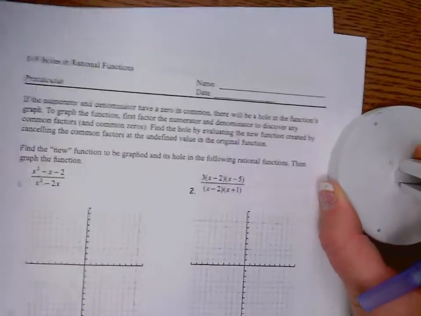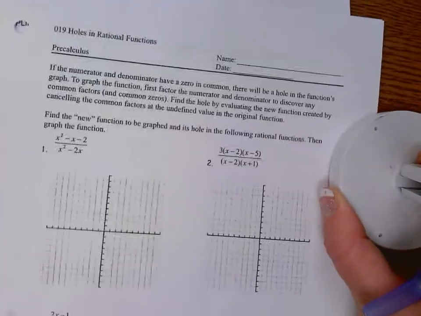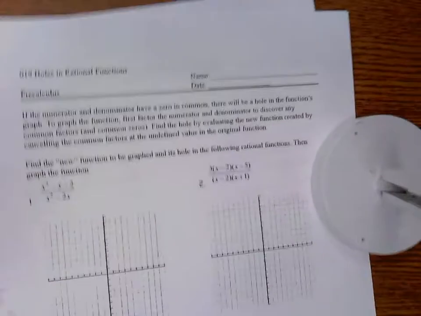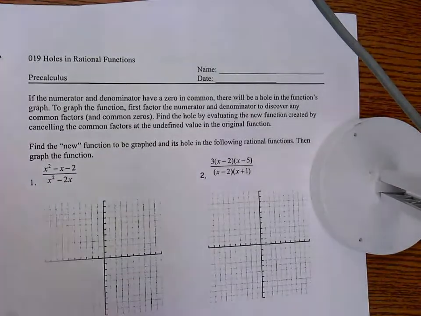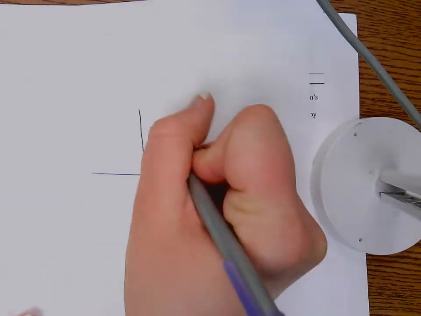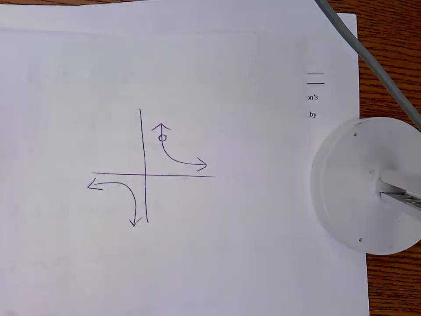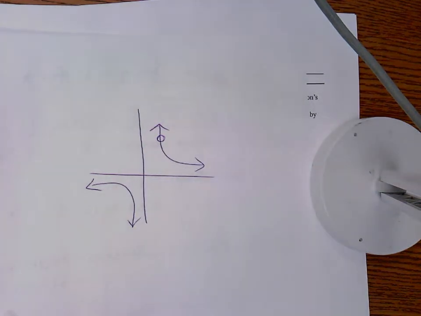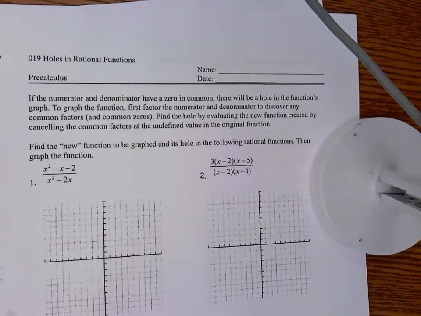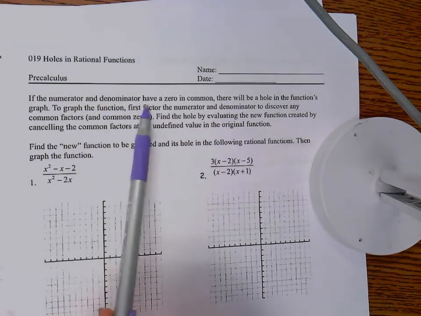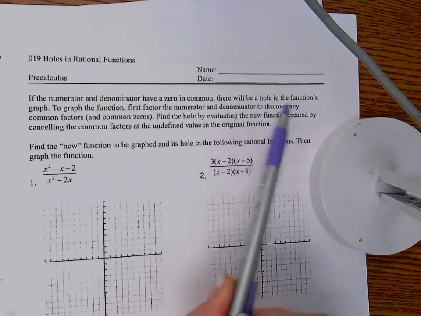So now we're jumping in to step number 5. That doesn't happen all the time, but there sometimes are holes in rational functions, and all a hole is, here's your normal rational function, whatever it was. There's an undefined value on that graph, so it's just called a hole. It's a place where the function is undefined, and it happens when we have a common term in the numerator and denominator. So it says if the numerator and denominator have a 0 in common, there will be a hole in the function's graph.